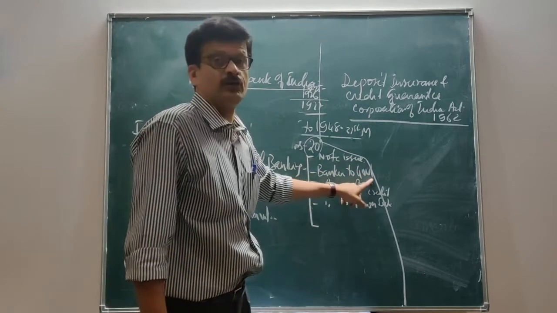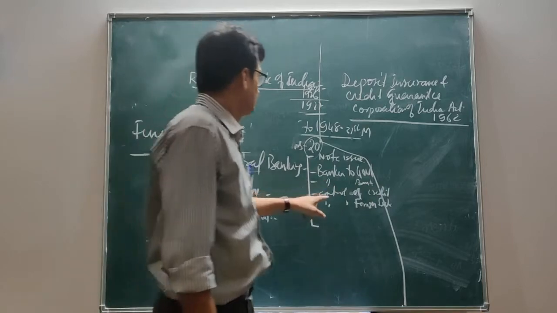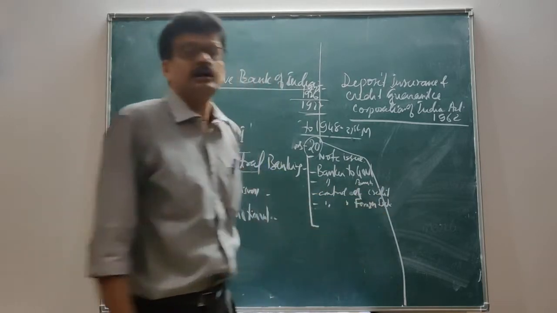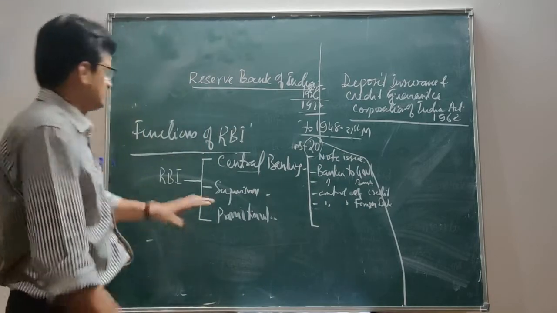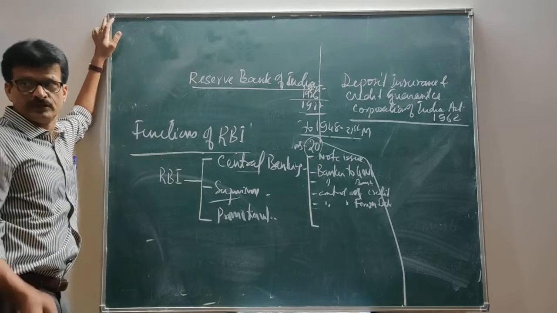Second one, banker to the government. Third one, it is a banker to the bank. And fourth one, control of credit. Fifth one, control of foreign exchange. Then it performs even supervisory functions. What are those supervisory functions?